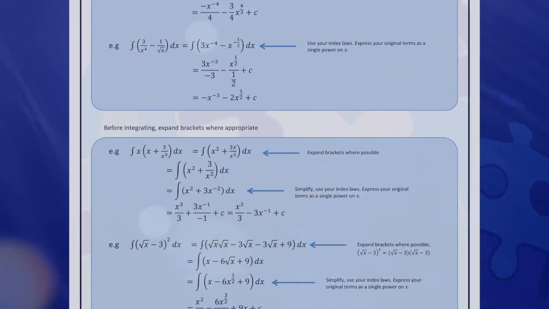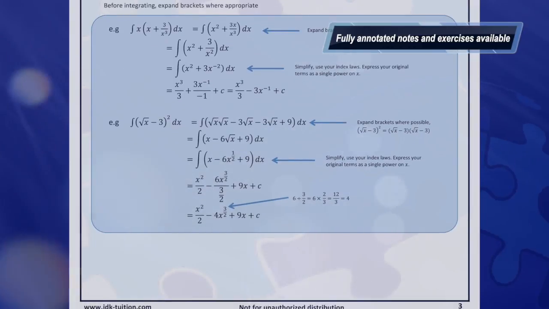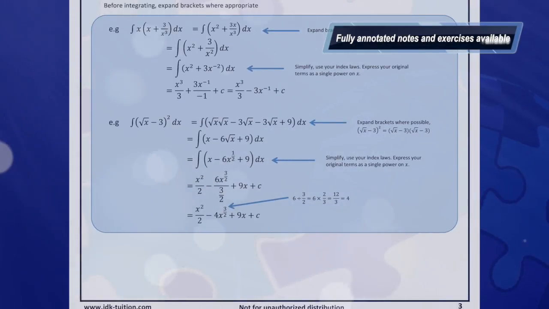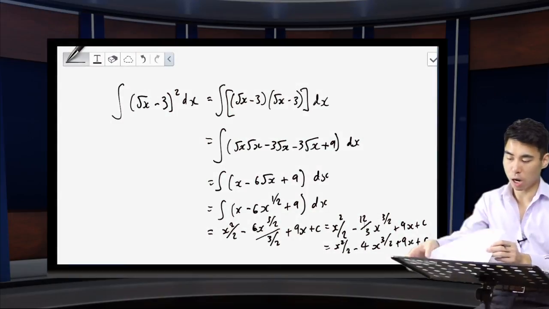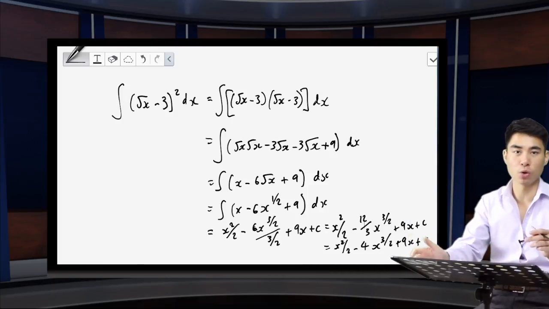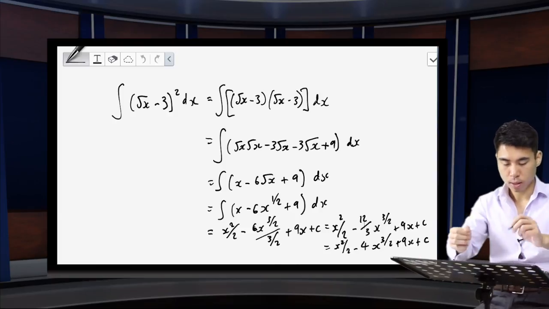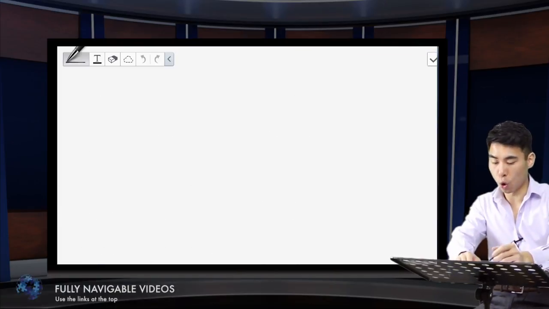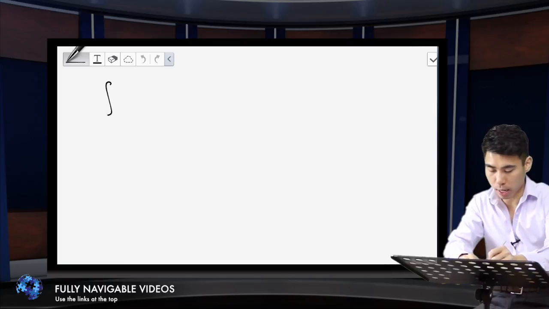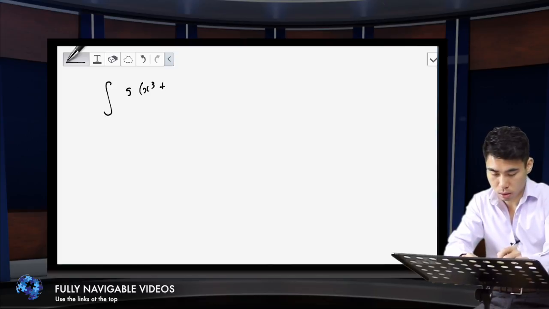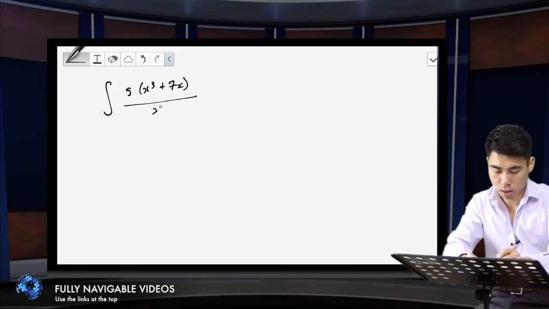So those are our examples where we are integrating expressions which involve expanding brackets. The last one we're going to look at is the case where you have a fraction actually in your integral. So we are going to integrate this 5x cubed plus 7x all over x cubed dx.